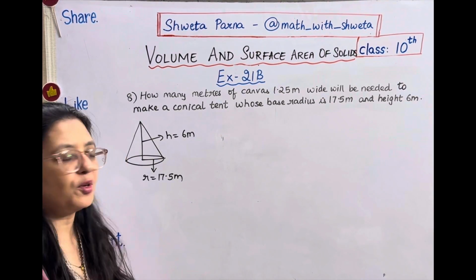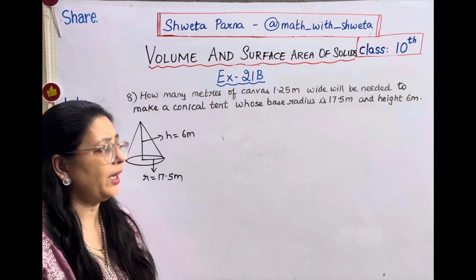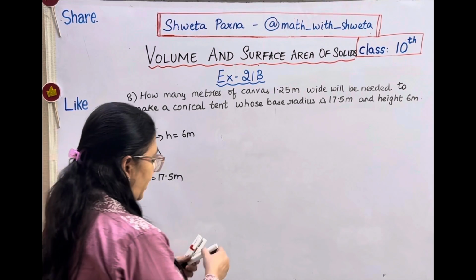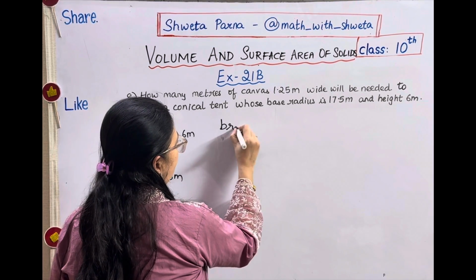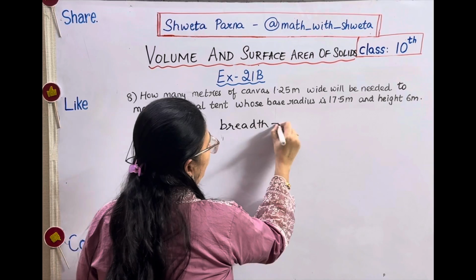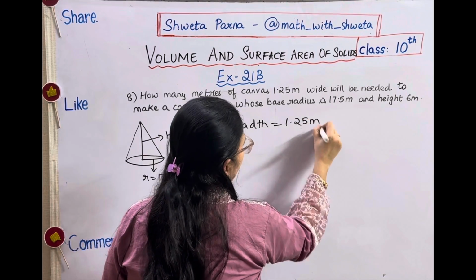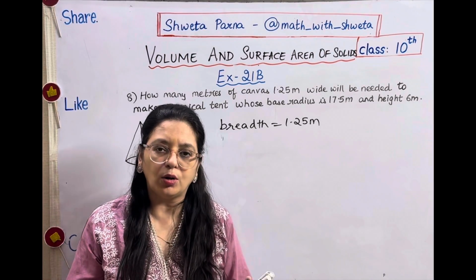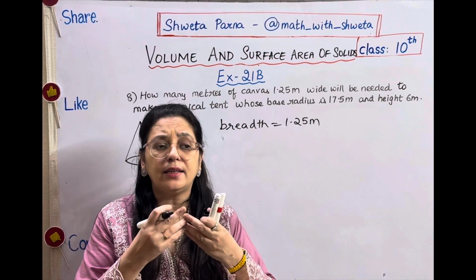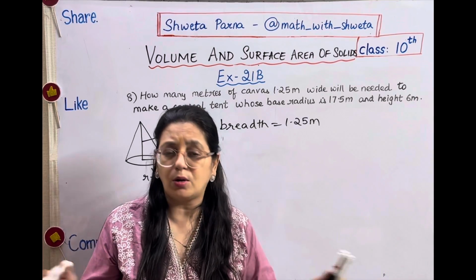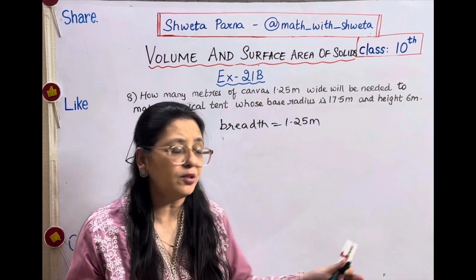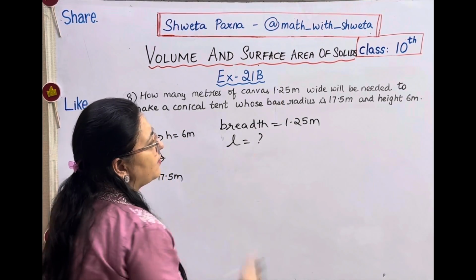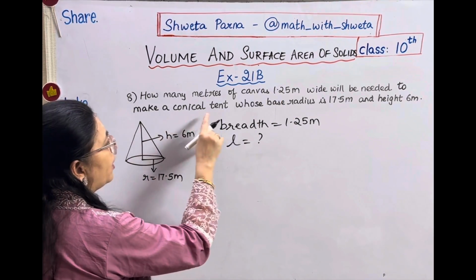How many meters of canvas? Canvas is a cloth, which is 1.25 meter wide. So the breadth of the canvas is given as 1.25 meter. How many meters? Generally when you are buying cloth, you will get it in length, in 1 meter cloth or 2 meter cloth. So generally the length is taken in meters. So you have to find the length over here. Width is given to you, will be needed to make a conical tent.